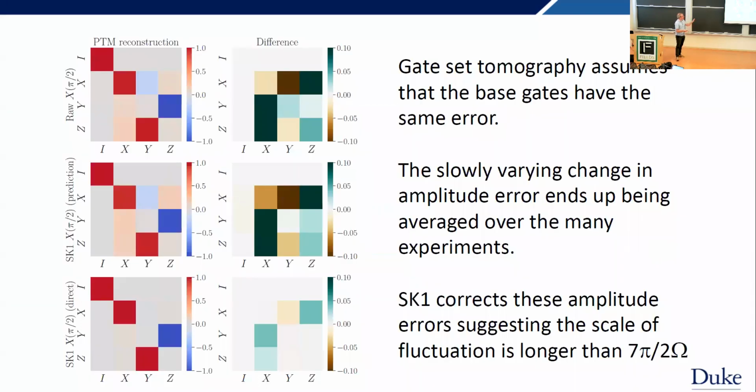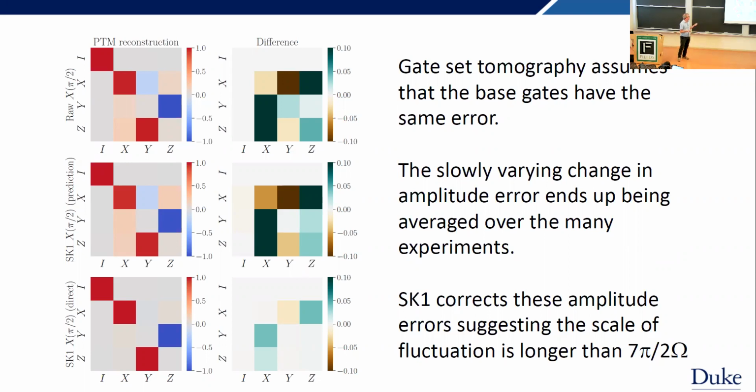Now, it's not exactly fair. And the reason why it's not fair is that gate set tomography assumes that every time you push the button, the answer is the same. But in reality, there's a really slowly varying intensity noise. You can think of it, in our case, as the lasers slowly drifting back and forth. And so gate set tomography can never fix that, right?